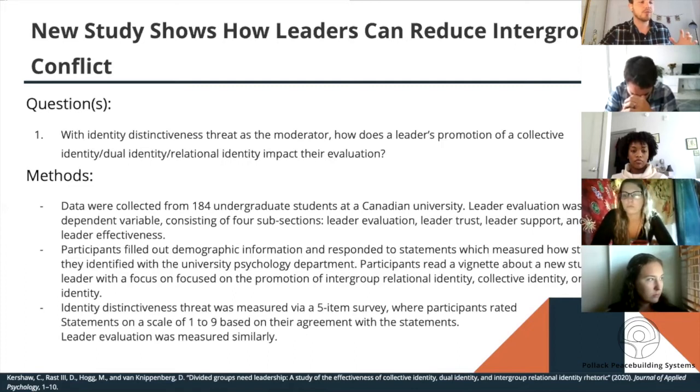Rejecting this intergroup divide, arts versus science, while emphasizing that we are all the same is what makes the Department of Psychology great. I hope that you will endorse me as a leader who represents a unified psychology department.